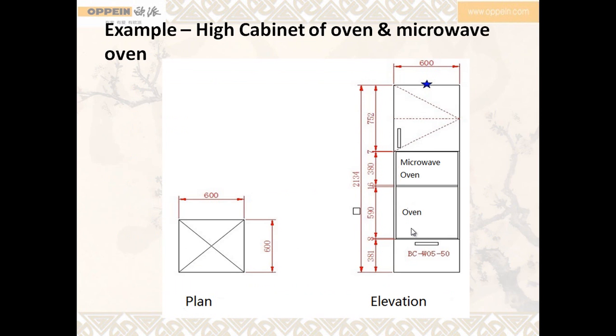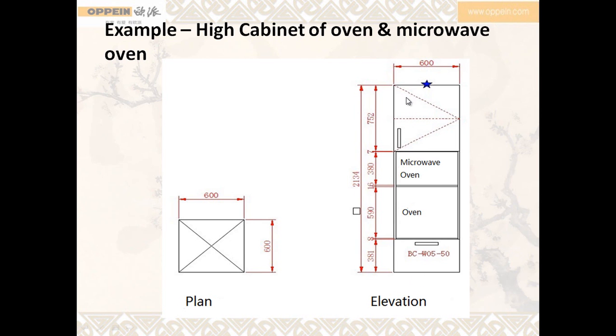Here's an example of pricing for high cabinet of oven or microwave oven. The picture in this slide shows the drawing of the high cabinet. On the left side, we can see the plan of the cabinet. The width is 600 mm and the depth is 600 mm too. On the right side, we can see the elevation of the cabinet.